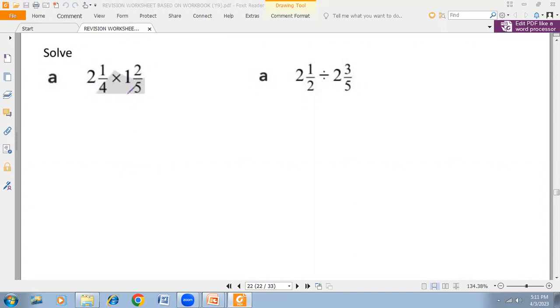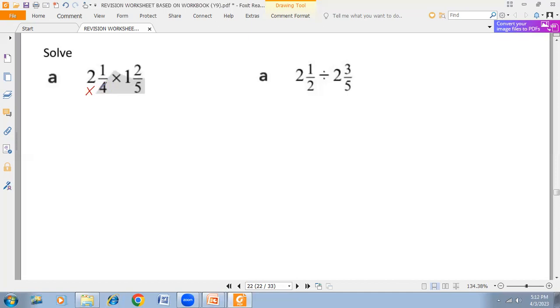So this is multiplication of mixed numbers. The next question is division of mixed numbers. Okay, for the first part, let us convert them into improper fractions. Okay, let us do multiplication here.